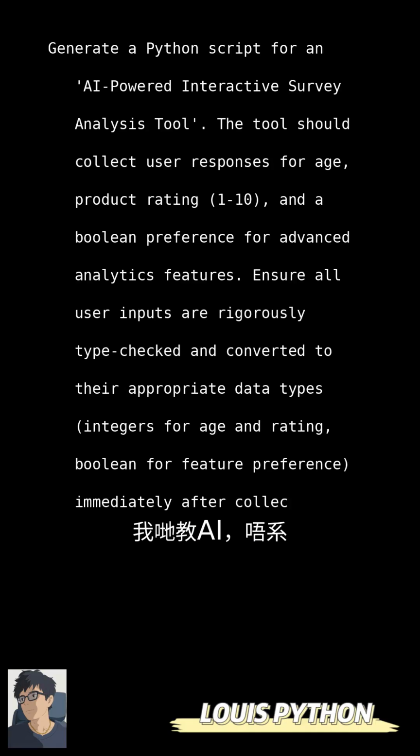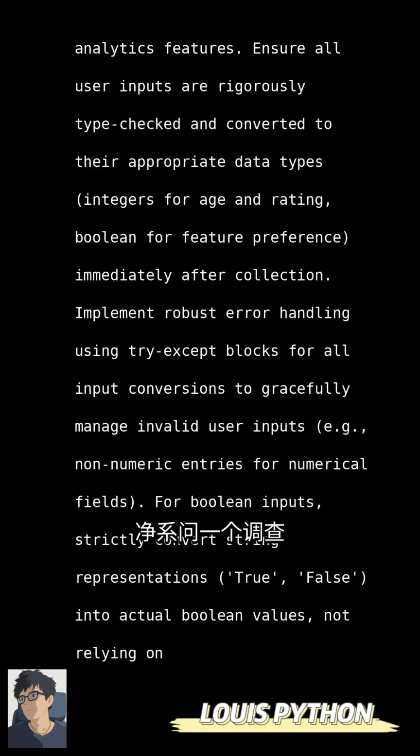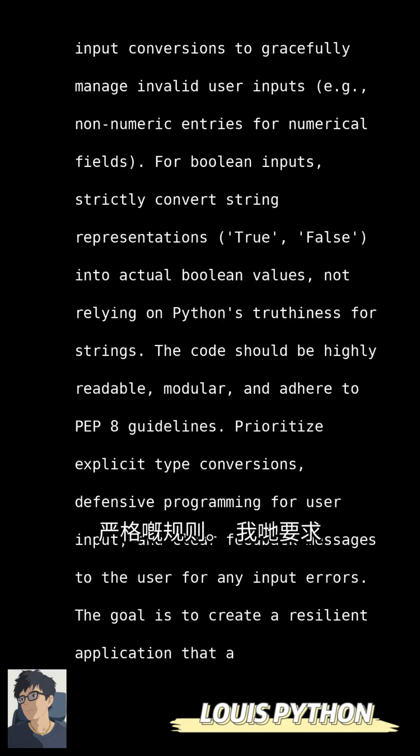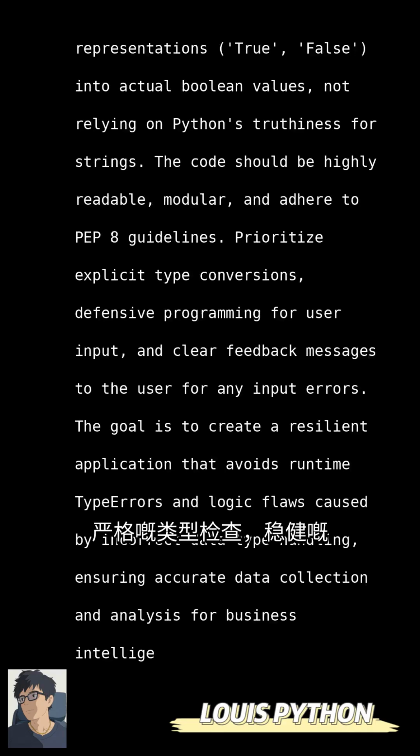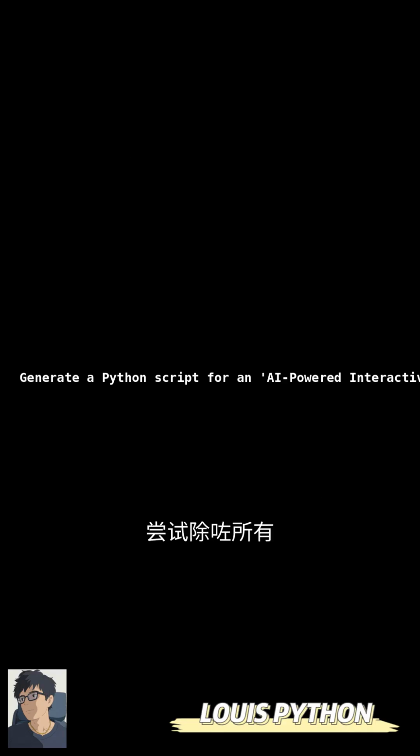We teach the AI. Instead of just asking for a survey tool, our vibe prompt sets strict rules. We demand rigorous type checking, robust try-except blocks for all inputs, and explicit conversion for integers and booleans. This tells the AI how to build the code, ensuring it's resilient from the start. A better prompt leads to a better AI.